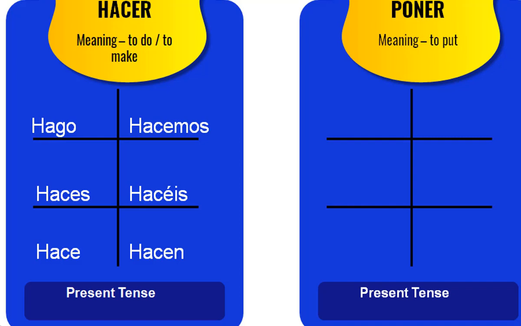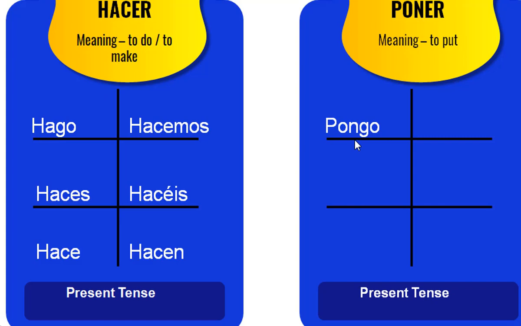Like, I put things in my suitcase. Or, have you put on weight? The verb over here is poner. So just like hacer, only the yo form is different from the normal ER verb. So the yo form is pongo.